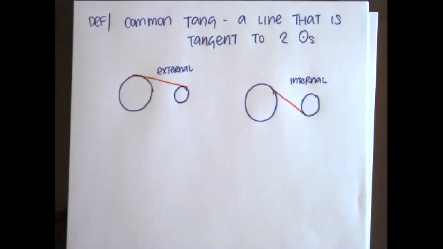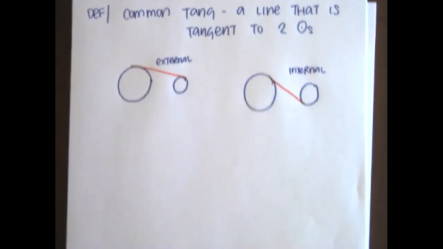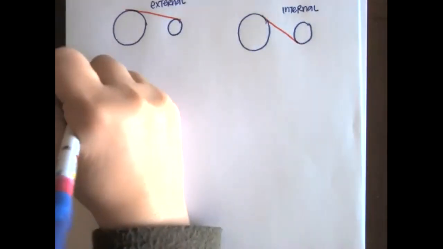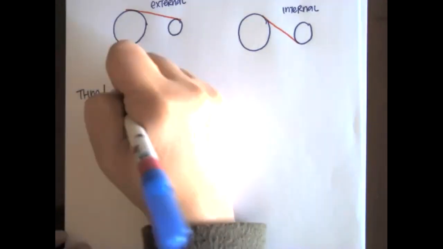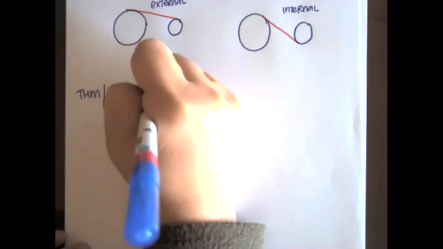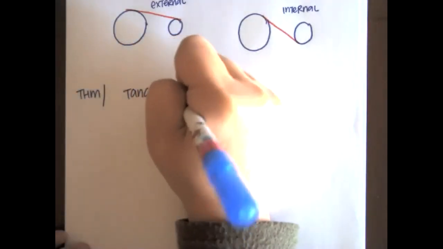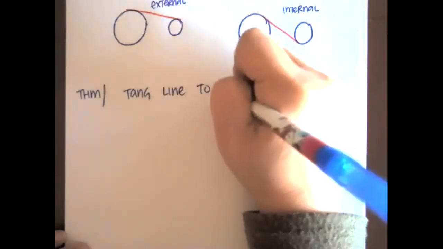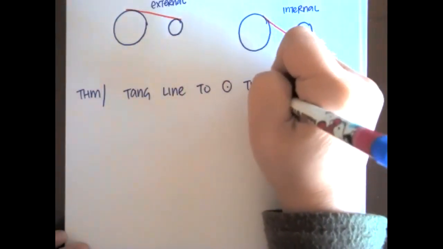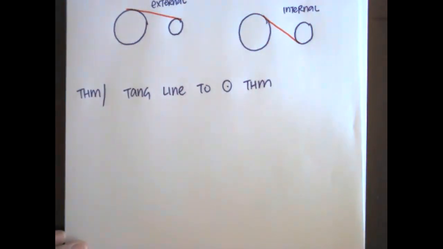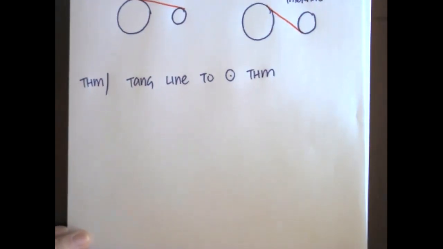Okay, so now let's go over two theorems and then we'll get into the examples. So the first theorem is the tangent line to circle theorem. These names, man, love them. Tangent line to circle theorem. It's pretty clear what's going to happen.